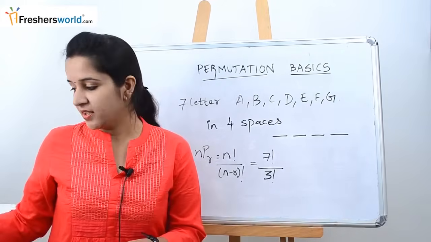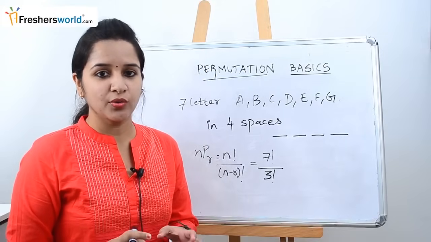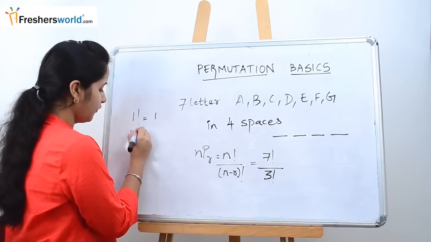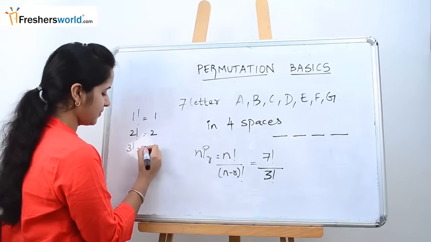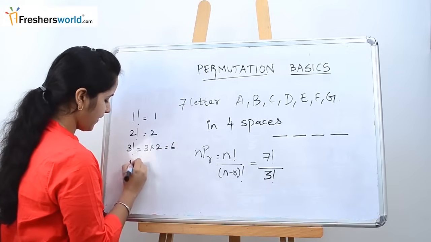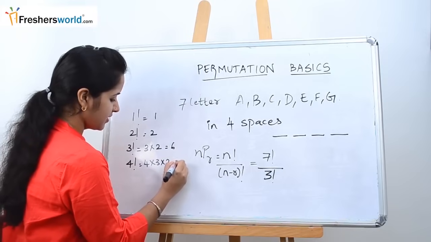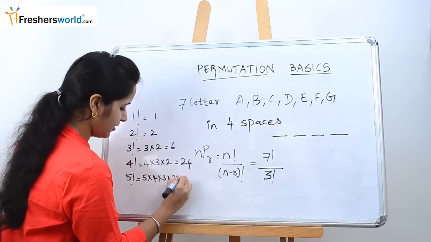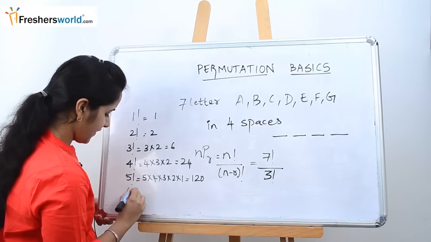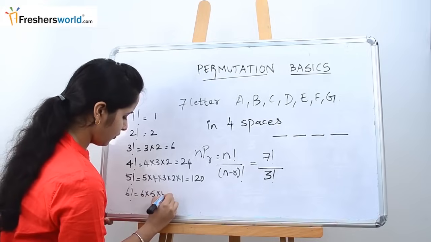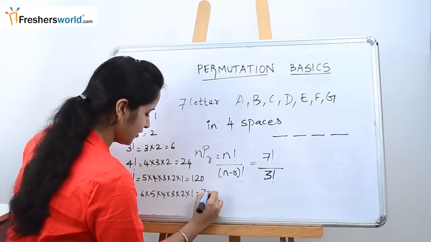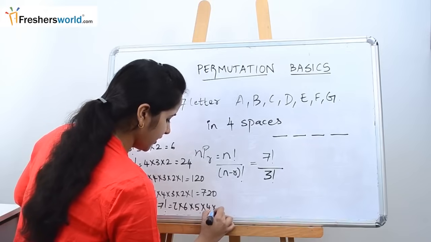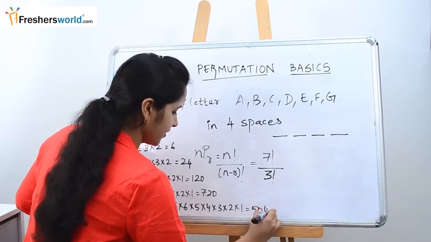The most important thing in permutation is that you have to know all the factorials from 1 factorial to 7 factorial. 1 factorial is 1, 2 factorial is 2, 3 factorial is 3 into 2, which is 6. 4 factorial is 4 into 3 into 2, which is 24. 5 factorial is 5 into 4 into 3 into 2 into 1, which is 120. 6 factorial is 6 into 5 into 4 into 3 into 2 into 1, which is equal to 720. And 7 factorial is 7 into 6 into 5 into 4 into 3 into 2 into 1, equal to 5040.